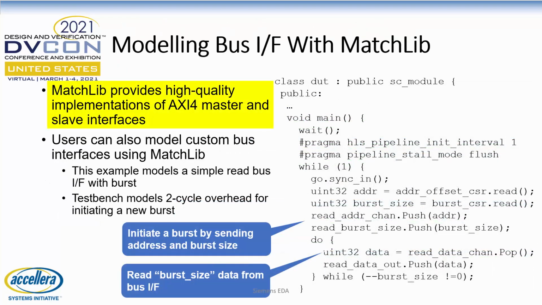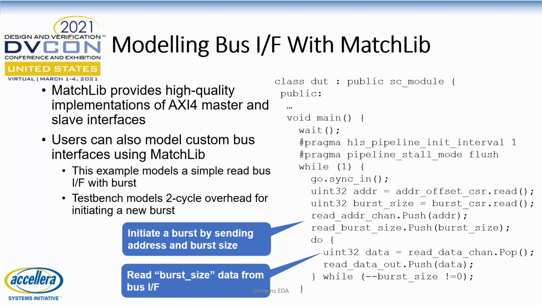MatchLib provides high-quality implementations of AXI4 master and slave interfaces. It is also possible to model custom bus interfaces using the base MatchLib library. The example on the right models a simple read bus interface with burst capability. The test bench that is used for this example also models a 2-cycle overhead for initiating a new burst.